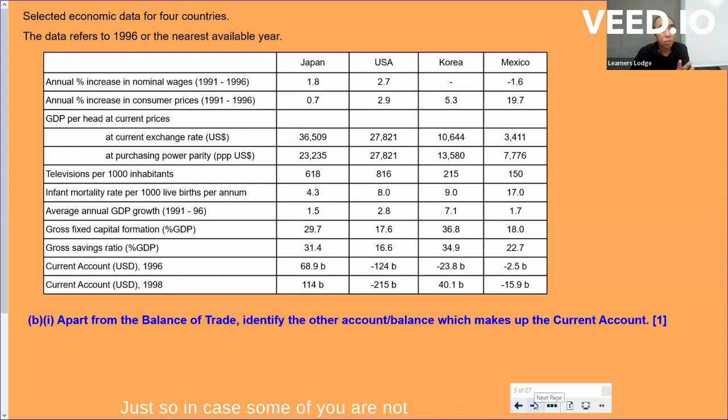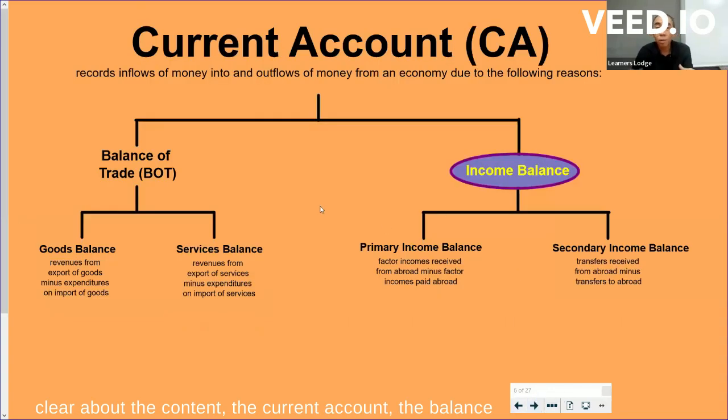Just in case some of you are not clear about the content, the current account of the balance of payment of a country records all monetary inflow and outflow into the economy or out of the economy due to 2 main classes of reasons. The first is the balance of trade. The revenues from export of goods minus expenditures on import of goods makes up the goods balance. Similarly, the revenues from export of services minus the expenditure on import of services make up the services balance. And then you have your income balance, which is made up of primary and secondary income balance. Primary income balance primarily records factor incomes that flow into the country from abroad, and factor incomes flowing out of the country to abroad. And secondary income balance records transfers between countries, either government to government transfers or private sector economic agents to private sector economic agents transfers.